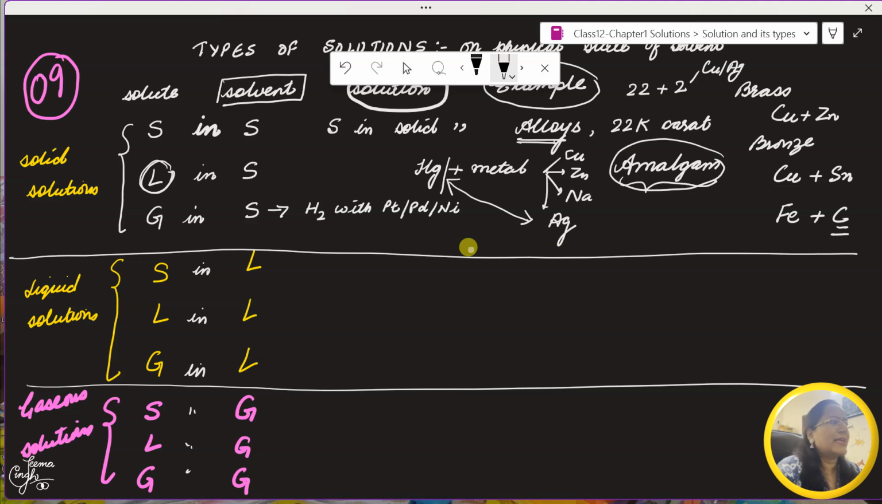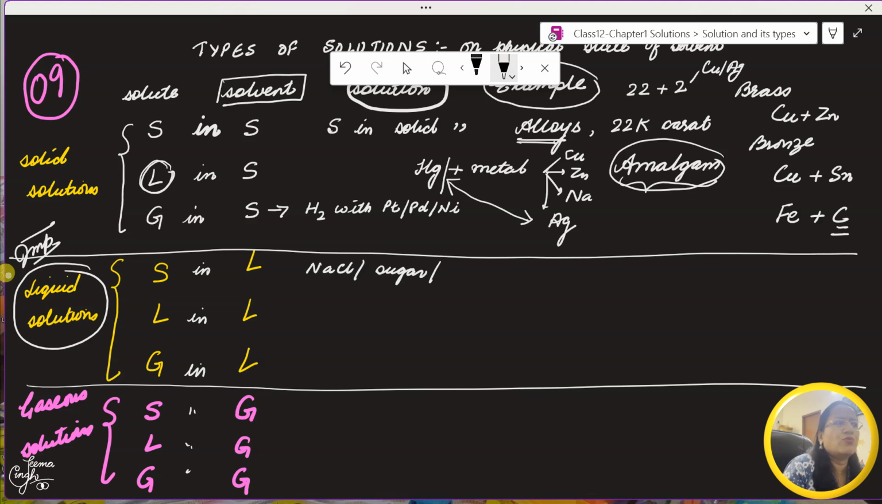Moving on to the next type, liquid solutions. Now, these are in your course. These types of solutions in the course, I'm going to mark them important. First one, solid in liquid. Very easy. The most common example that I've been using, NaCl or sugar, your glucose, Glucon D. You're drinking Glucon D nowadays, especially when it is summer. Glucose in what? In water. Example of solid in liquid.